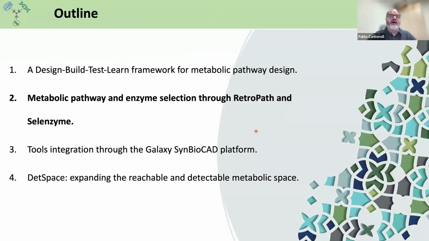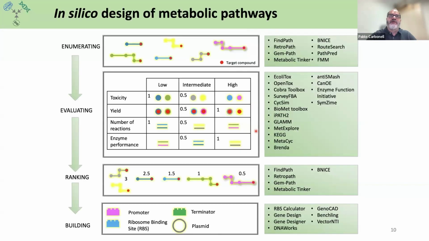And then let's look at how this can be used for metabolic pathway and enzyme selection through RetroPath and Selenzyme. As I mentioned, there are plenty of tools. Here is a survey that we carried out a few years ago, going into the different steps at the design stage, like for instance, enumerating pathways, evaluating them for toxicity, yield, number of reactions, performance, ranking, or building them by looking at the DNA parts. There is a large collection of tools available, so we need a way of having them integrated.